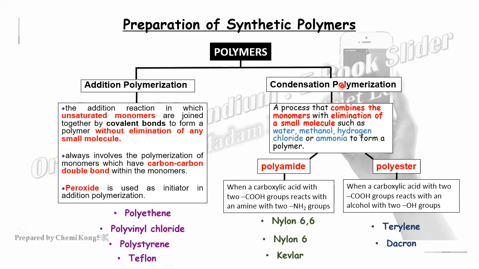Okay, for condensation, there are two types. One is polyamide, and another one is polyester. Polyamide involves the functional groups of carboxylic acid, meaning carboxyl, and amine with two NH2 groups. Okay, while polyester involves carboxyl group and two hydroxyl groups. Okay, so the examples for polyamide are nylon 66, nylon 6, or Kevlar. For polyester are terylene and Dacron. So we are going to look at the details for the examples of addition polymerization and condensation polymer.